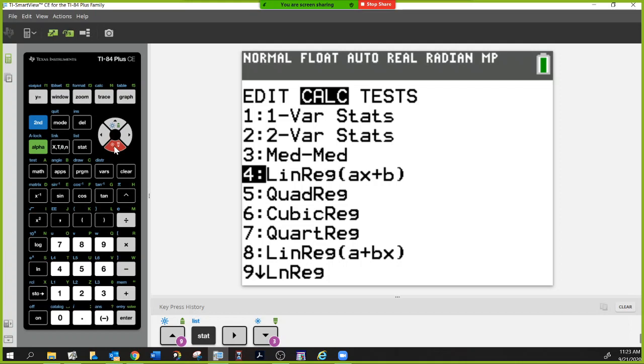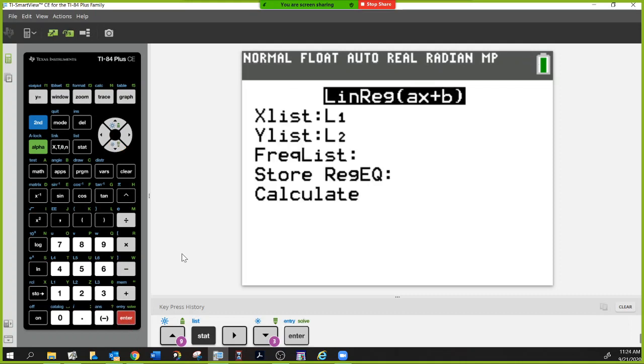And I would like you to notice that number 4 and number 8 look remarkably similar, don't they? But which one looks like slope-intercept form? Number 4, ax plus b. That's the only one we use. So you hit enter on number 4, and still the same thing. Now this one is actually pretty cool. You can store this as something. You can name it, and you can ask the calculator to graph it for you, which is pretty cool. I can't remember how to do that though.